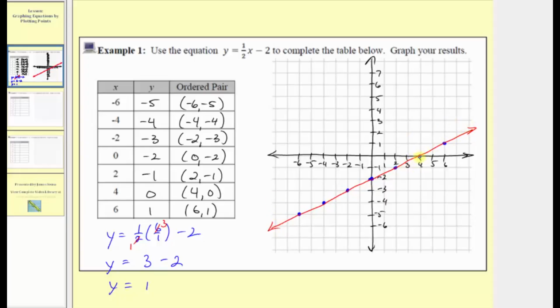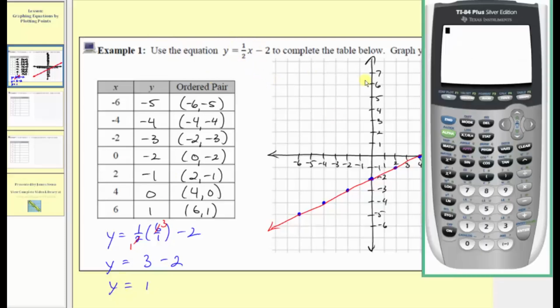Any point on this line would satisfy the given equation. Now before we go, let's take a look at this on the graphing calculator. To check our table is correct, we can enter the equation y equals 1/2 x minus 2 into the calculator by pressing y equals. And then because we already have y1 equals, we'll just enter 1/2 x minus 2. So 1 divided by 2 is how we enter 1/2. And then here's the x key, and then minus 2.